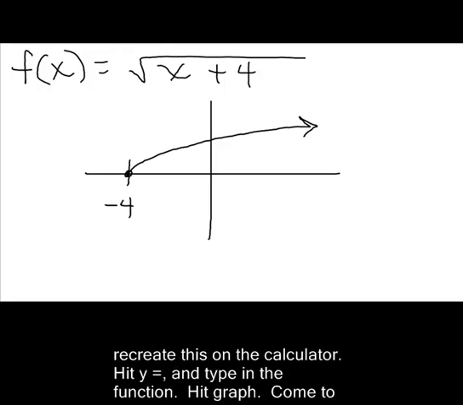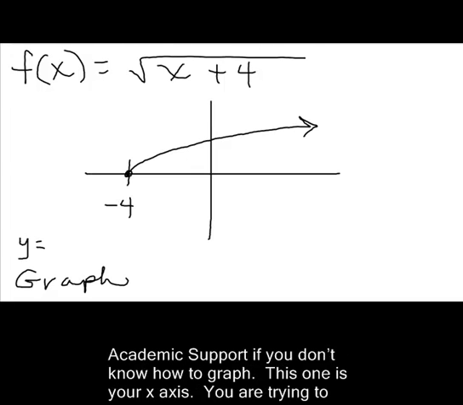Remember that if you're trying to graph something on your calculator, you want to hit y equals, and then you want to type in exactly what you see there. So on your screen, you're going to see the square root of x plus 4, and then you're going to hit graph so that you can see the graph. If you have trouble with graphing, make sure that you go to academic support or you contact your instructor.